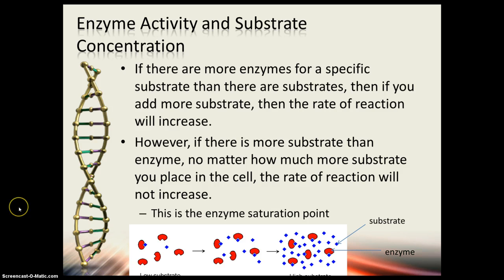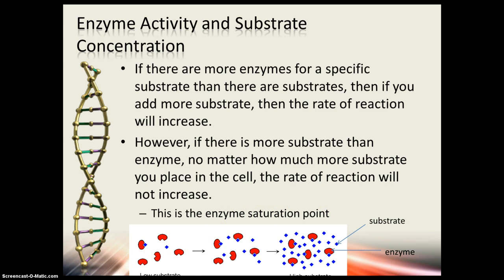Enzyme activity and substrate concentration. If there are more enzymes for a specific substrate than there are substrates, then if you add more substrates, the rate of reaction will increase. However, if there is more substrate than enzyme, no matter how much more substrate you place in the cell, the rate of reaction cannot increase, and that is known as the enzyme saturation point.